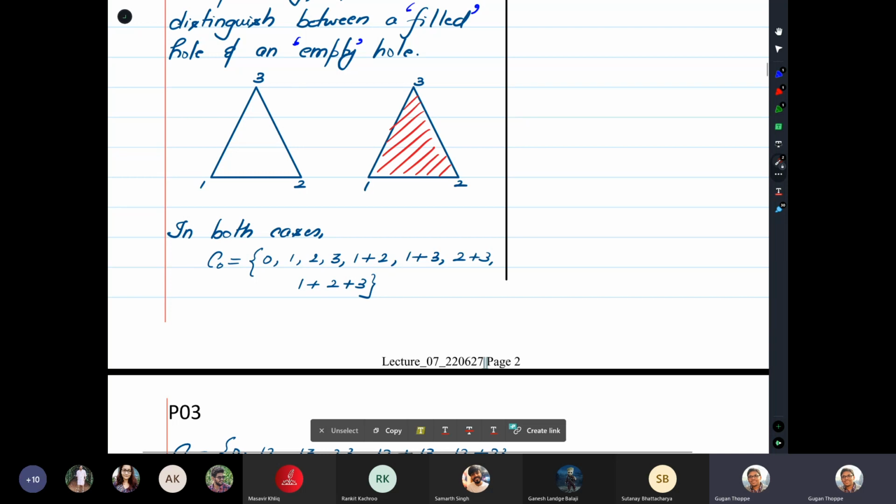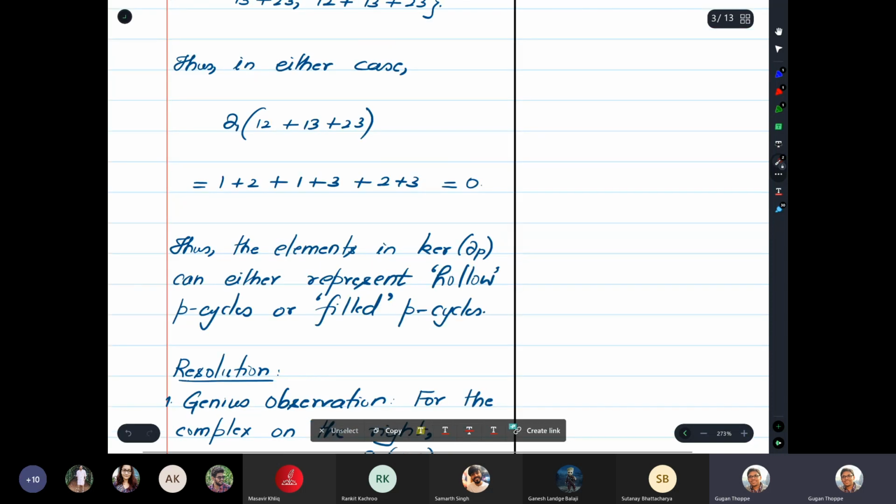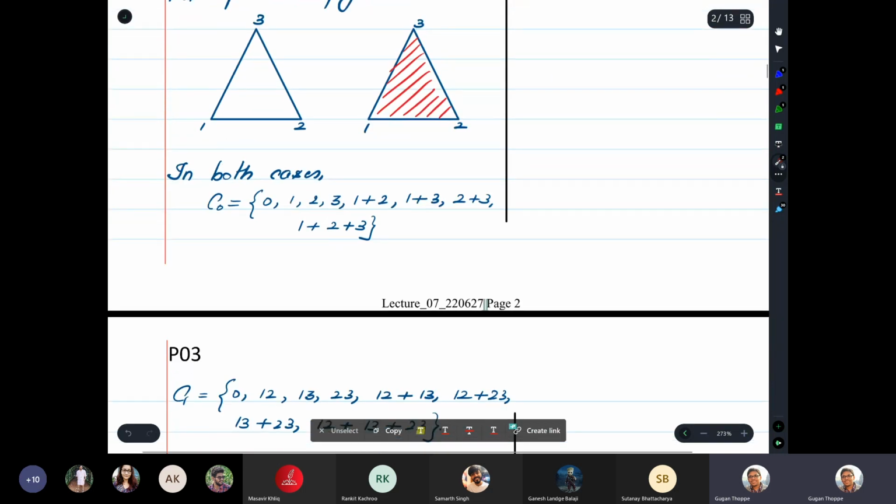At a level of intuition, we agree that this simplicial complex has a hole, whereas this simplicial complex doesn't have a two-dimensional hole. So what we are now trying to do is verify if the kernel of DABA1 is able to distinguish between these two cases. Recall that this DABA1 is a function that goes from C1 to C0. In order to understand what this DABA1 is, let's first try to understand what C1 is and what C0 is, in both these cases.